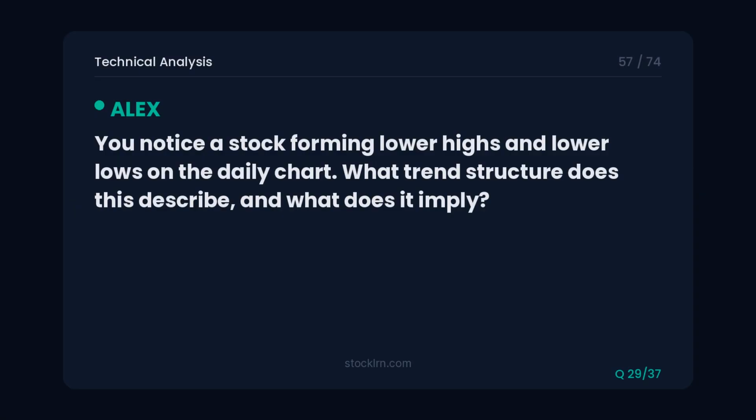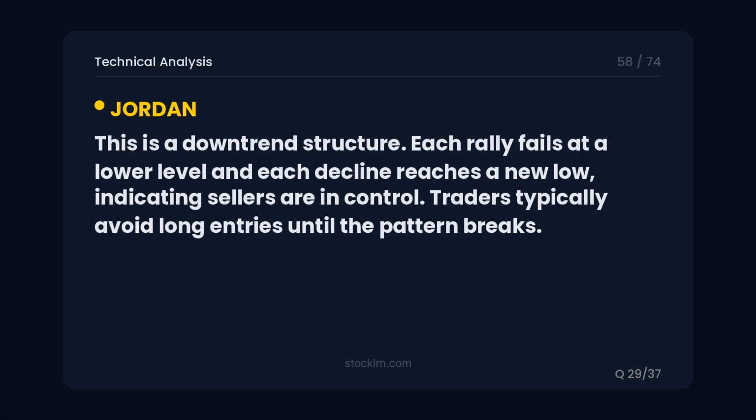You notice a stock forming lower highs and lower lows on the daily chart. What trend structure does this describe, and what does it imply? This is a downtrend structure. Each rally fails at a lower level and each decline reaches a new low, indicating sellers are in control. Traders typically avoid long entries until the pattern breaks.